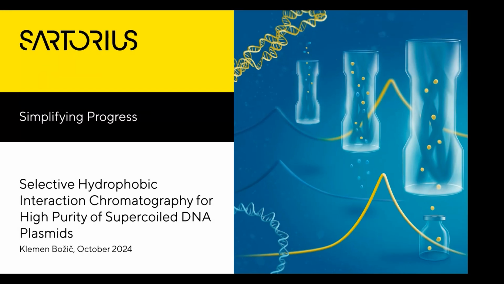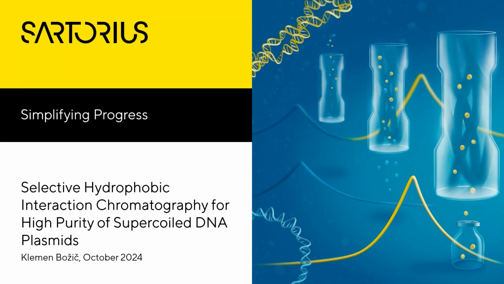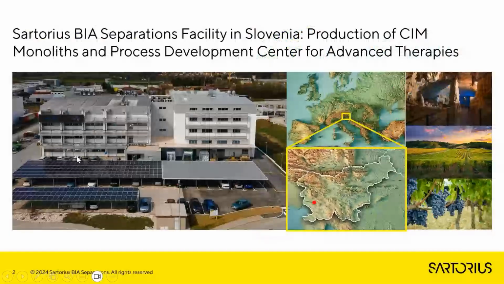I'm going to talk about selective hydrophobic interaction chromatography for high purity of supercoiled DNA plasmids. I'm Klemen Božič from Sartorius Bioseparations, located in Slovenia. We are producers of CIM monoliths and a Process Development Center for Advanced Therapies. I'm a scientist in the plasmid and mRNA process development team.